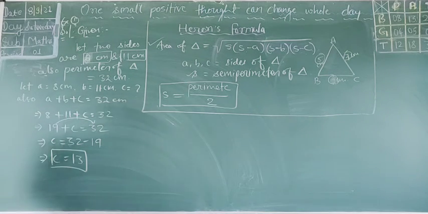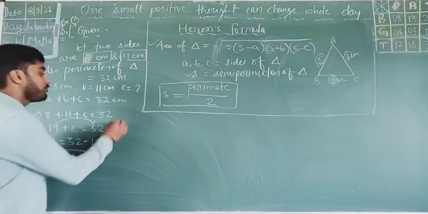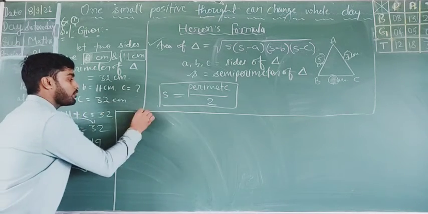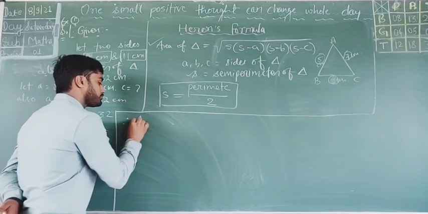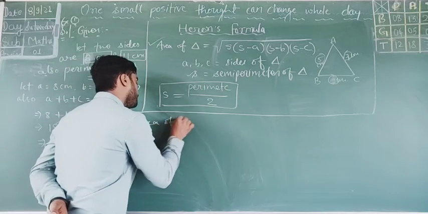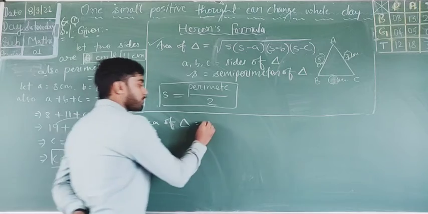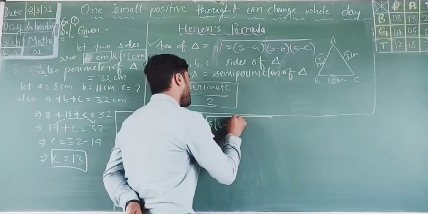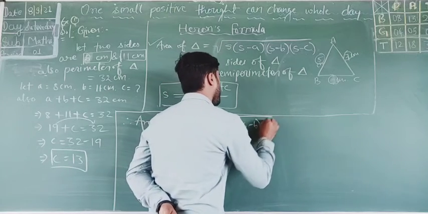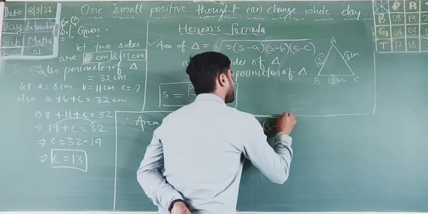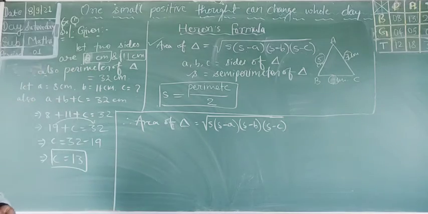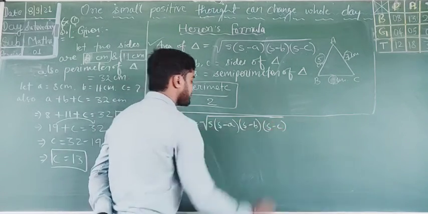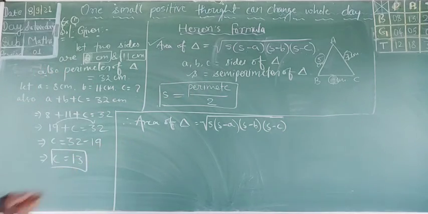Okay. Now what we have to do? We have to find the area of that triangle. So now, area of triangle. What is the formula for the area of triangle? Under root s minus a, s minus b and last s minus c. So this is the root, so I have written values inside the root.